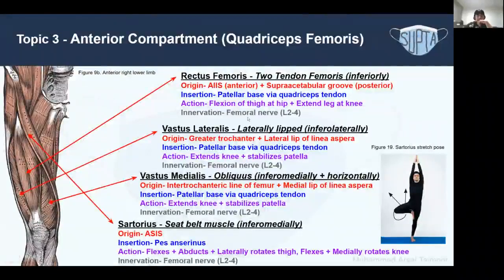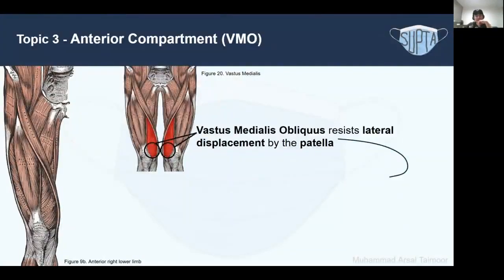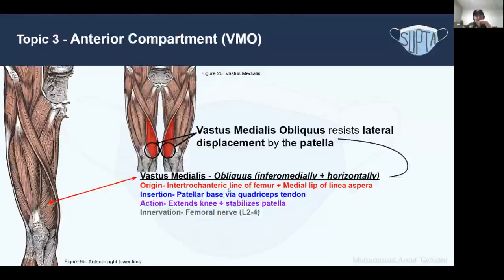And innervation, femoral nerve. So remember the femoral nerve. Remember it supplies the anterior compartment of the muscles. Vastus medialis, the vastus medialis obliquus is a portion of the vastus medialis. It's the oblique part. So the fibers, remember, they travel obliquely here, and it's important because we actually train this muscle when you have patellar instability. You want to train this muscle to prevent a lateral displacement of the patella.